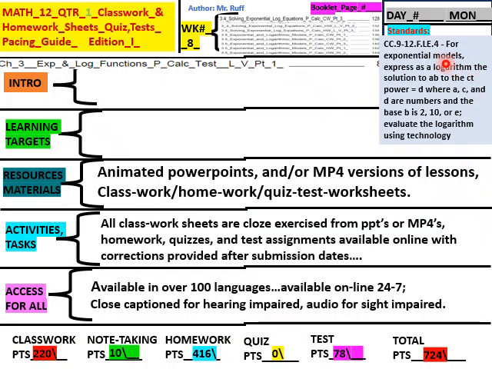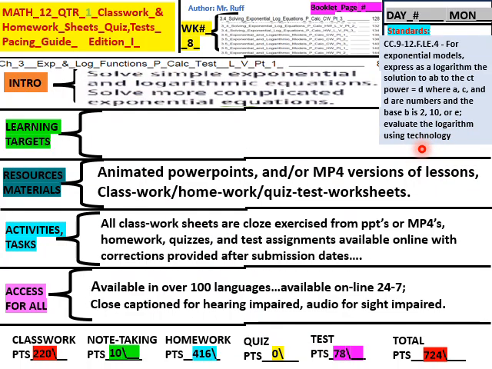Our standard for week 8 is Common Core 9 through 12, F.LE.4, for exponential models expressed as a logarithm. The solution to ab to the ct power equals d, where a, c, and d are numbers, and the base b is 2, 10, or e. Evaluate the logarithm using technology.